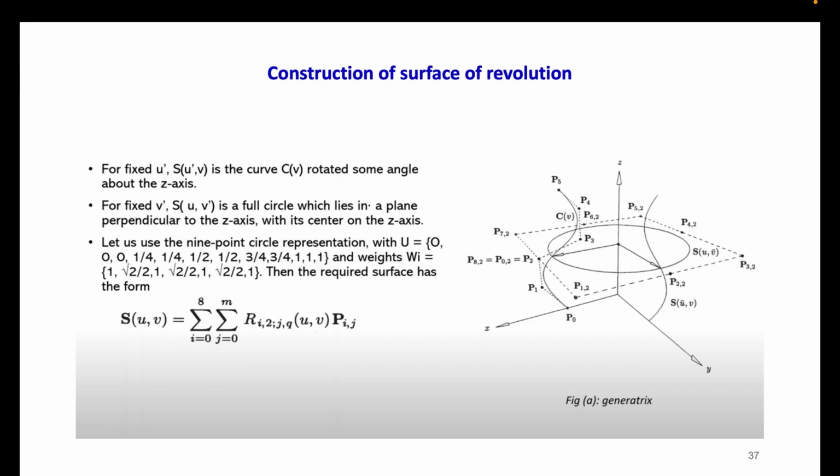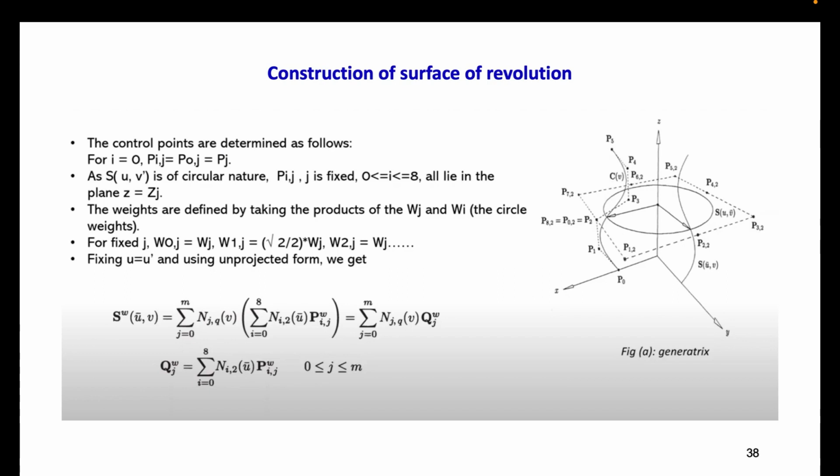Let us use the 9-point circle representation with u = 0, 1/4, 1/4, 1/2, 1/2, 3/4, 3/4, 1, 1 and weights wi = 1, root 2 upon 2, 1, root 2 upon 2, 1, root 2 upon 2, 1, root 2 upon 2, and 1. Then the required surface has the form S(u, v) = summation of i = 0 to 8, summation of j = 0 to m, R_i,j (u, v) P_ij.